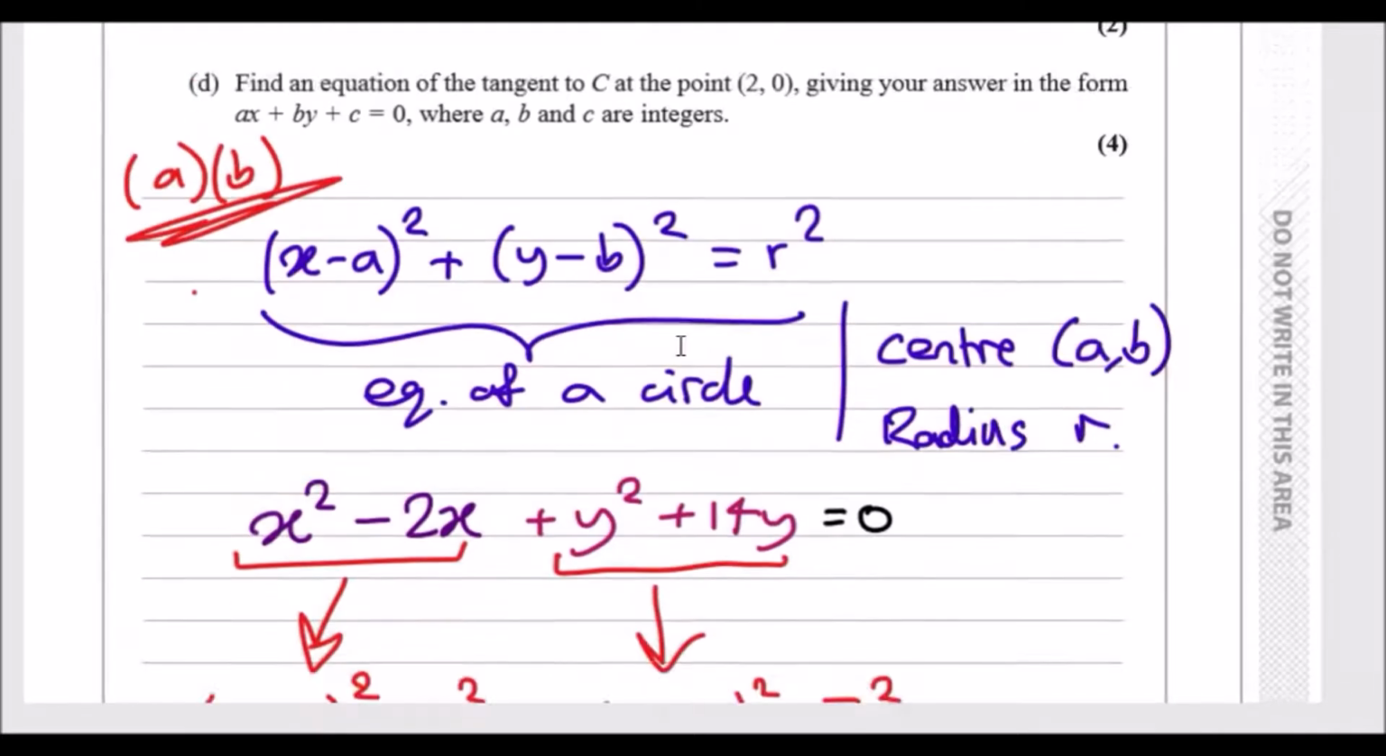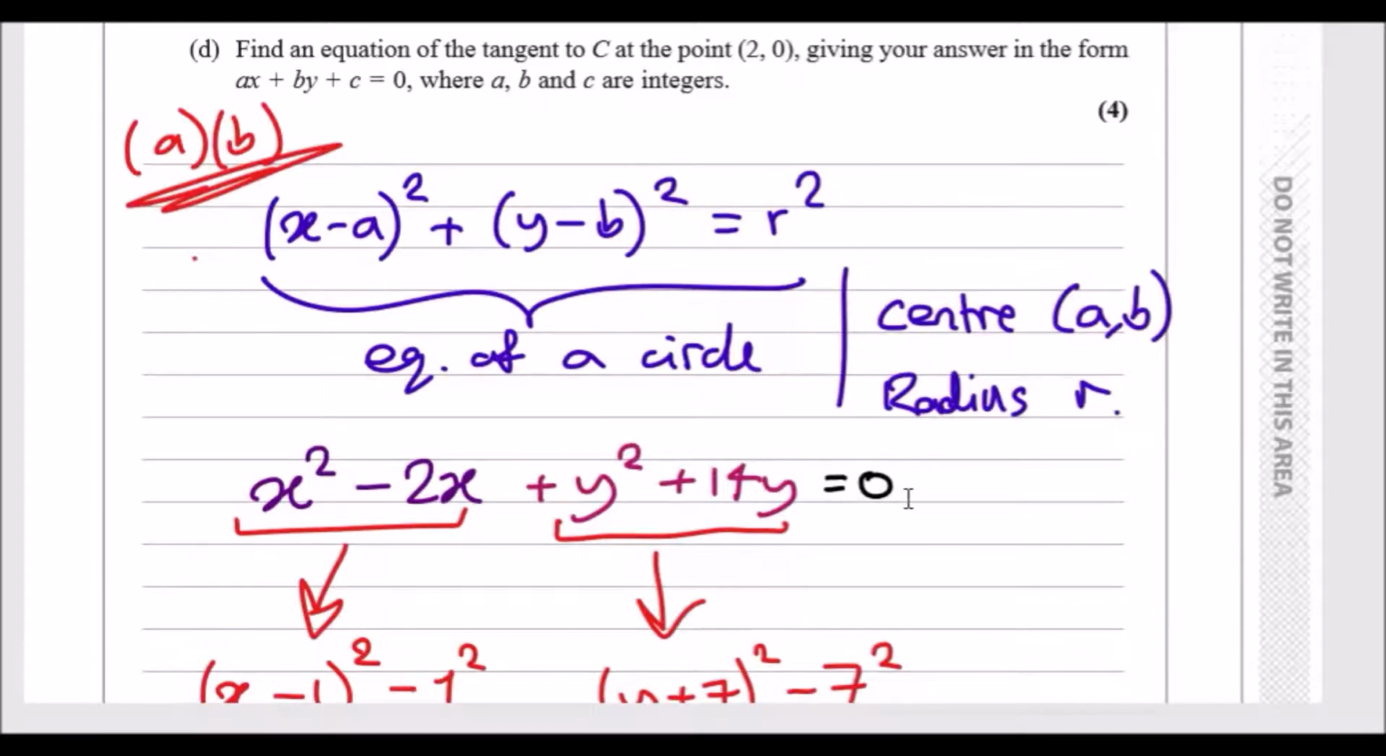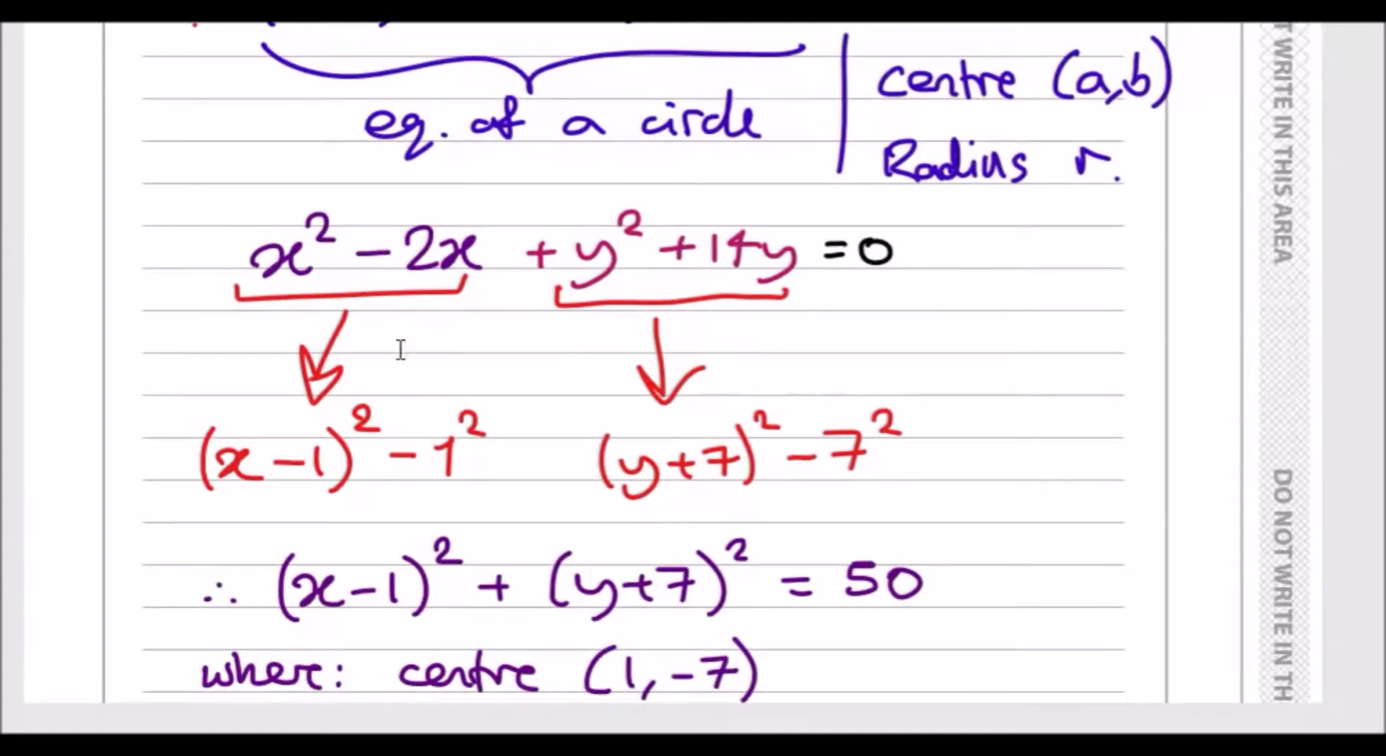To get this format, what I did is just put the x's together and the y's together, and I use completing the square. If you're not familiar how to do that, the trick is that you always wrap this in a bracket, take off the square, and then half the coefficient of x. So 2 becomes 1. So a nice x minus 1 all squared, and then you minus the value squared, so the 1 squared. Same thing here. You wrap the y's in a nice bracket, so y plus half of 14, which is 7, all squared, minus the value just obtained squared, so minus 7 squared.